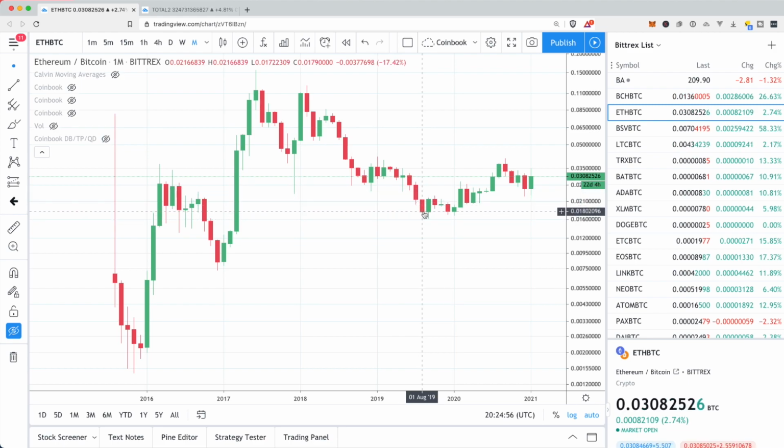Now we've created a new line. So this here is now our new support. And as we go back up and come back down, it remains support because we did not close below these candles. And so it remains support until it's broken.